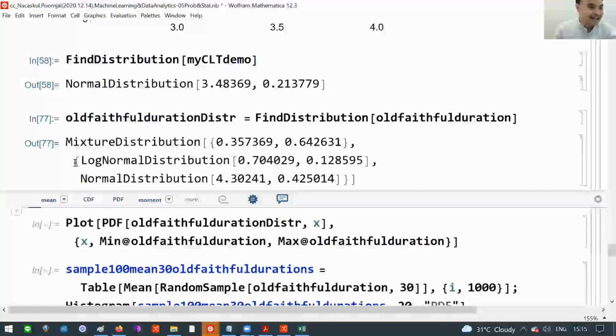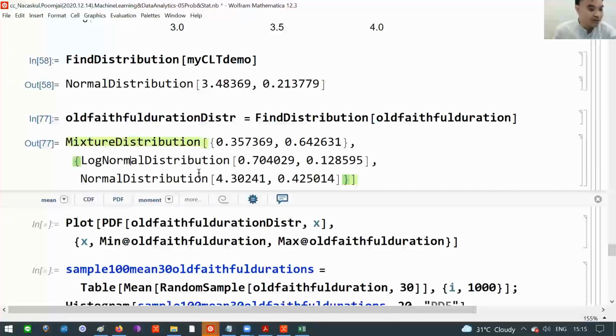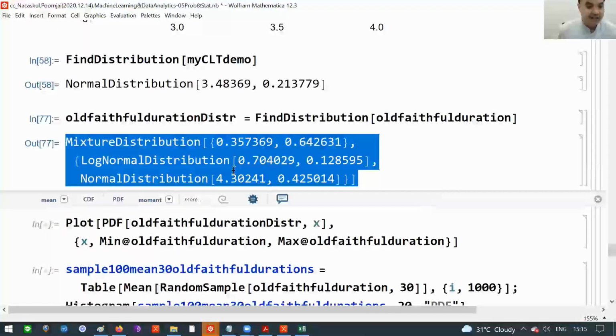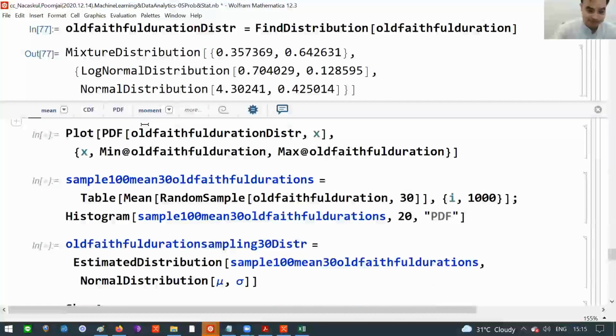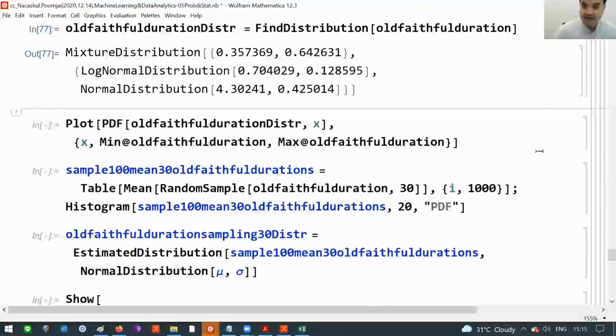See, it's actually giving you this mixture distribution of a normal distribution and a log normal distribution. You haven't learned the log normal distribution yet. I'm going to copy this and plot it, but in fact, I did it already. Here.